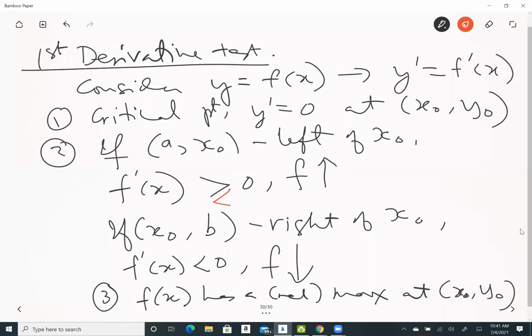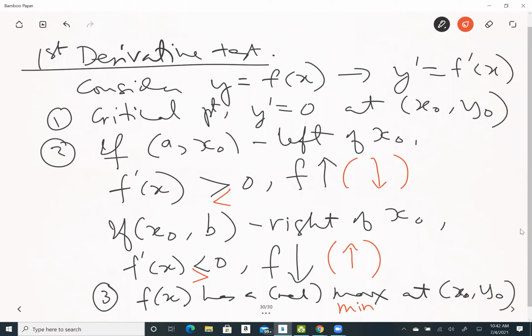I put in red here. And the function is decreasing over the interval on the left. And on the interval on the right, f prime is positive, so the function is increasing. So now what do we have? We have a minimum, okay? A relative minimum at x0, y0.